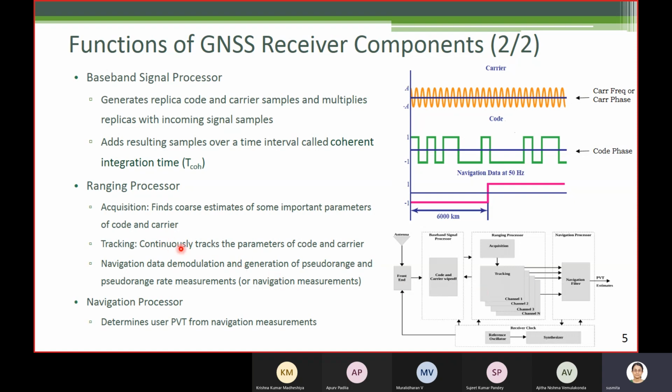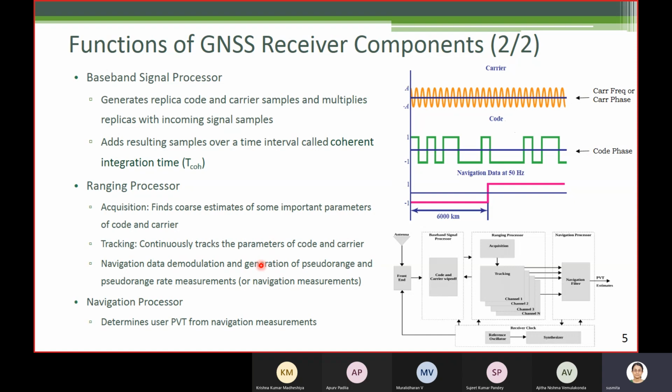Okay, so it continuously tracks the parameters, the carrier frequency, code phase. It can also estimate the carrier phase. Okay, so it does this continuously for each satellite. So what is the objective of doing that? If it can do it correctly, then the replica code and carrier will be aligned with the incoming code and carrier, and that is what we want. We want to align the replica code and carrier with the incoming signal.